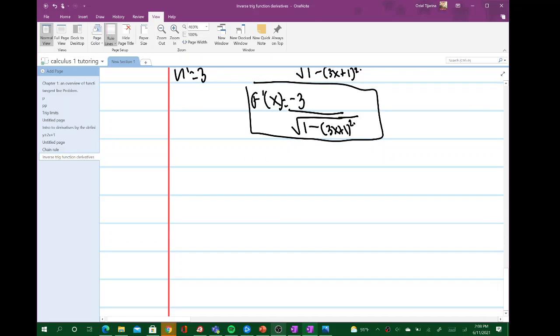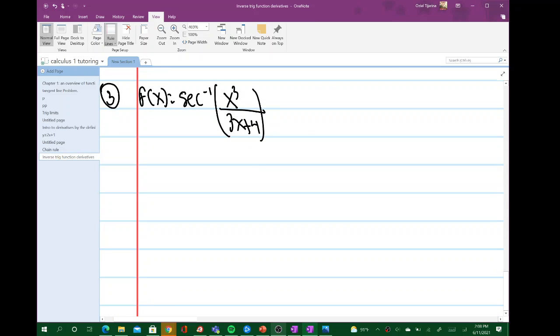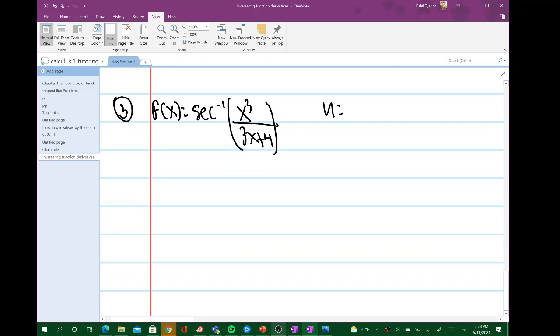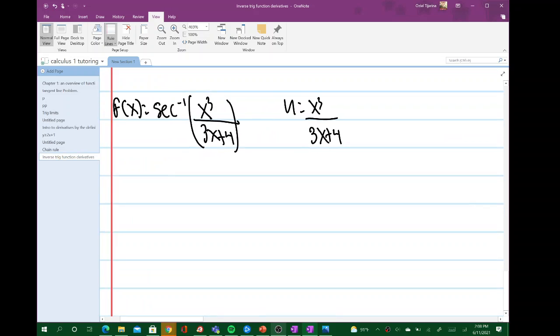And then number 3 says f of x is equal to, and this one again is a little bit harder, secant inverse of the quantity x cubed over 3x plus 4. Now this one is going to require a little bit more work. Again, we have u, right? u is equal to x cubed over 3x plus 4. Now we're going to have to find u prime.